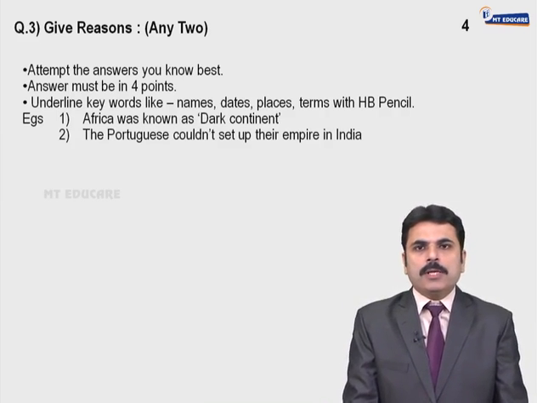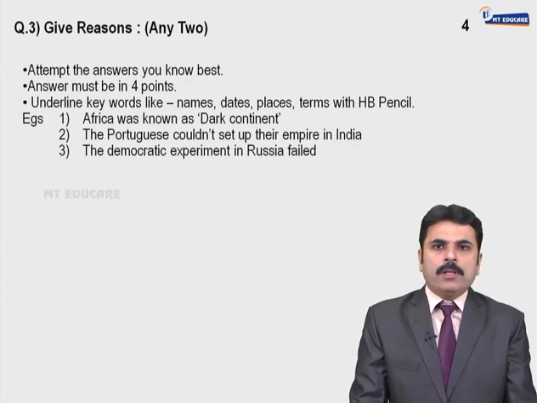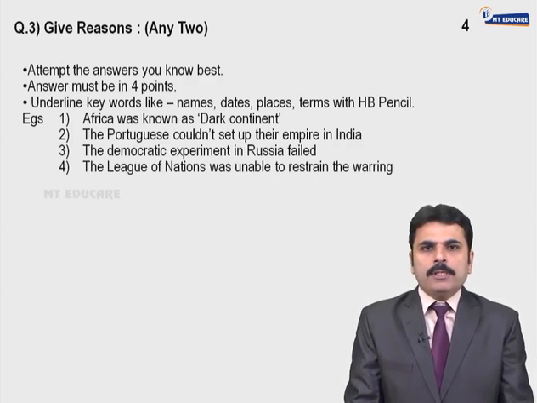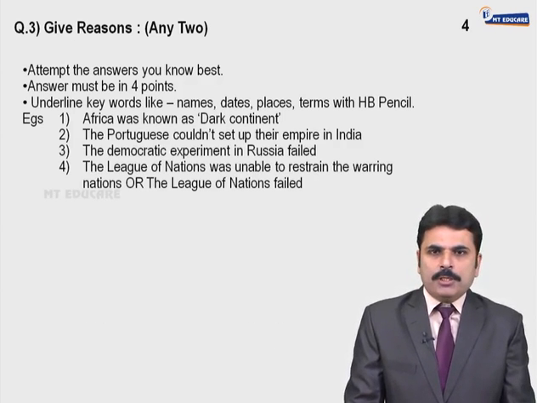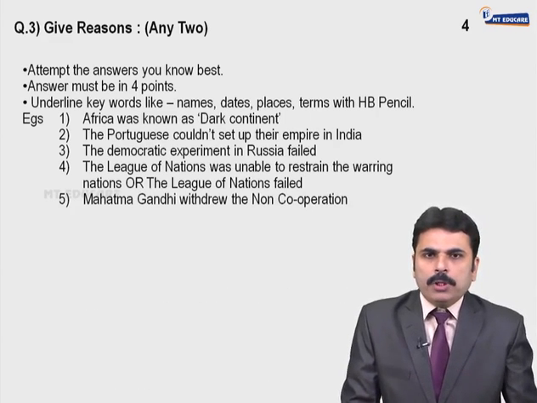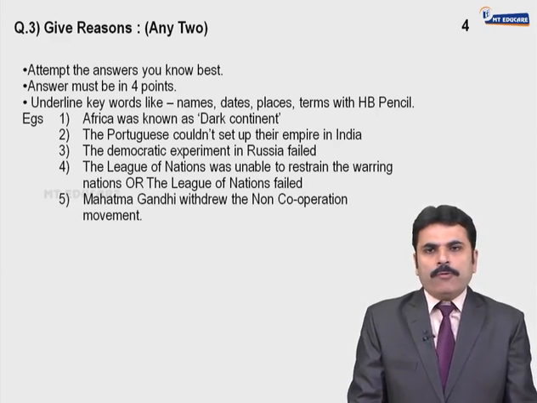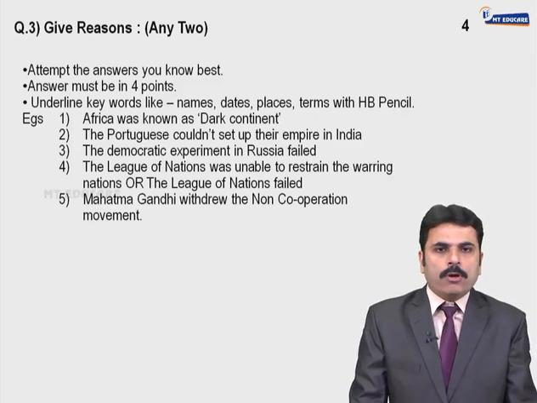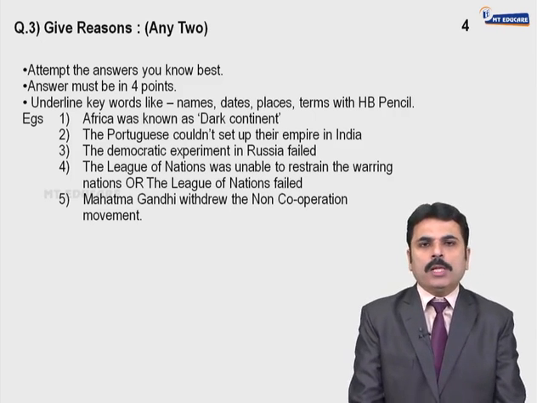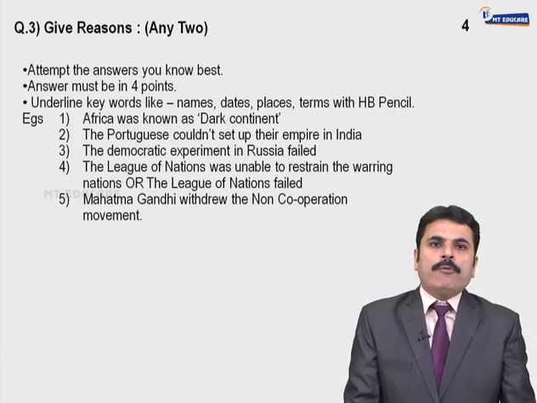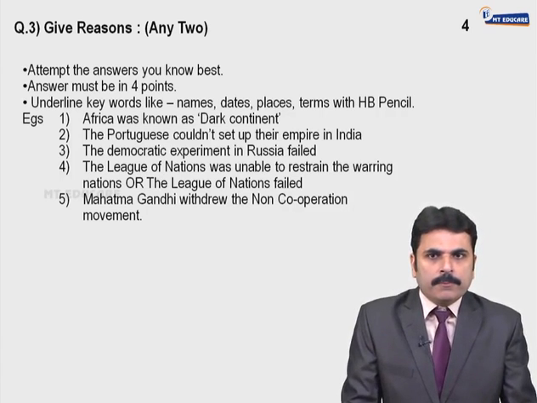The next question: the Portuguese couldn't set up their empire in India. The democratic experiment in Russia failed. The League of Nations was unable to restrain the warring nations, or the League of Nations failed. Mahatma Gandhi withdrew the non-cooperation movement. If you see questions 2, 3, 4 and 5, they are all based on drawbacks or failures. Such questions are usually asked in the board examinations that highlight the drawbacks or failures of a particular organization, or the failure or inability of a person.